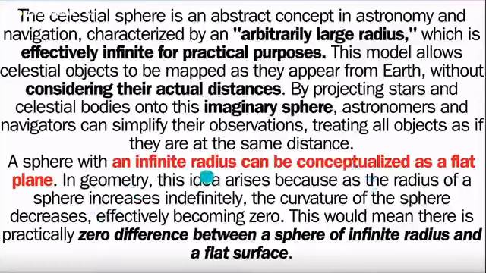So a sphere of infinite radius can be conceptualized as a flat plane. And if you work it out, right, in geometry, as the sphere increases indefinitely, the curvature decreases. And eventually, if you go to infinity, the curvature becomes zero, meaning it's flat. So practically zero difference between a sphere of infinite radius and a flat surface. Just putting that out there. And again, the celestial sphere most basically is an abstract concept. So it isn't a real thing. It's a made up thing.